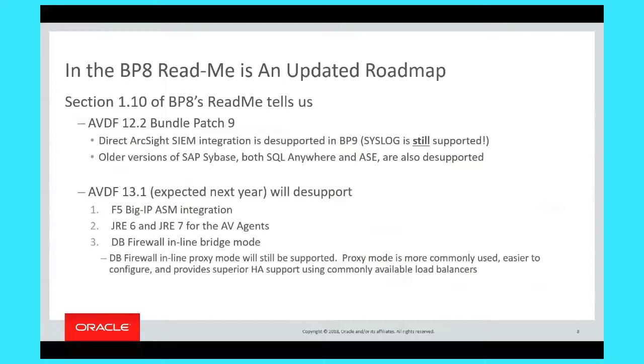Our reasons for this, there's a lot of them. There's very few customers that are using inline bridge mode, and the challenges with configuring high availability in bridge mode have really proven to be a burden on our customer base. Proxy mode is a lot easier to configure HA for because it's a simple matter of fronting it with a load balancer. So we think this is going to make your lives a whole lot easier than trying to do it with inline bridge. And that's really it for product announcements.